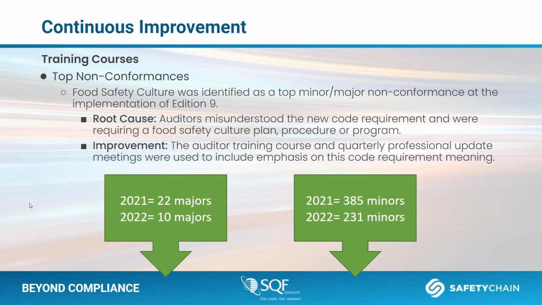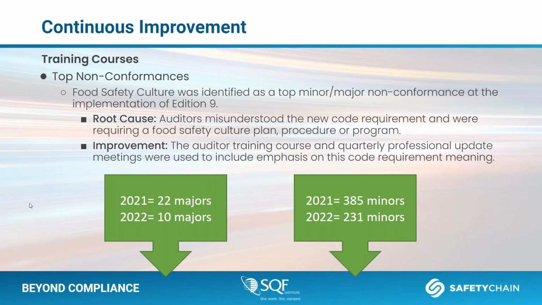Another example of ways that we use continuous improvement is with our training. So when Edition 9 was first implemented, there was something called food safety culture that was introduced for Edition 9. It was always inherent in the code. Food safety culture was always there, but we specifically called it out in Edition 9. There were specific requirements around having a good food safety culture.